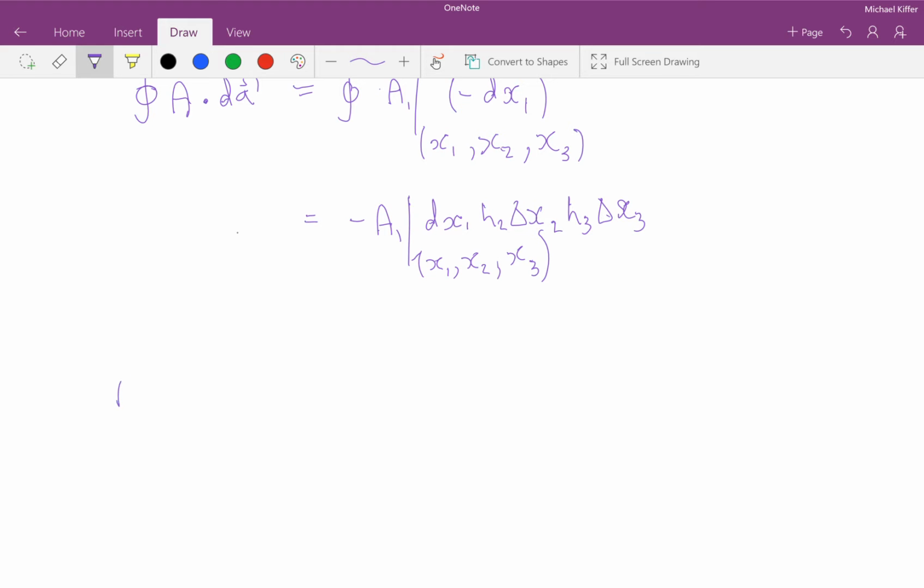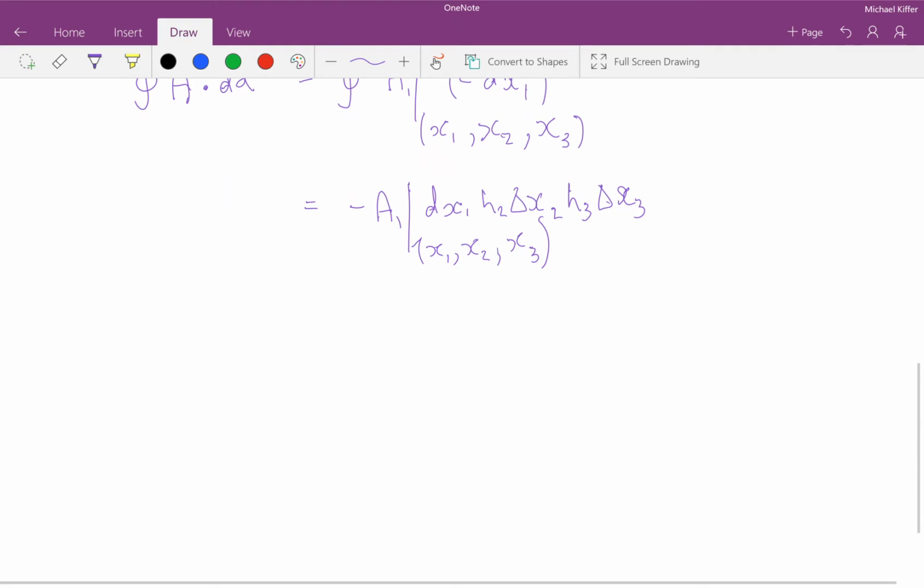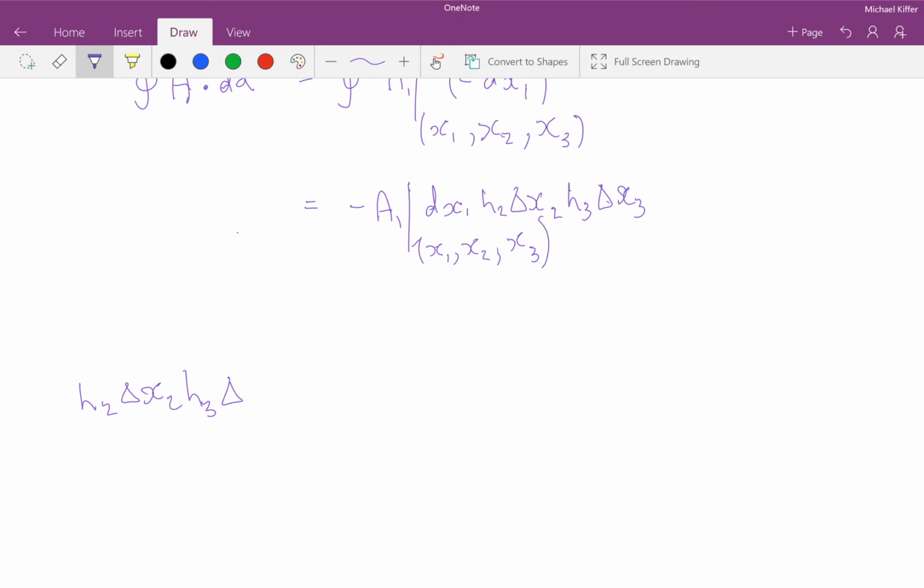So the front face is A1, let's say it's h2 delta x2, h3 delta x3 dx1 from the direction, and a1 evaluated at x1 plus delta x1, x2, x3. I'll just make this a little bit smaller so I have enough room.